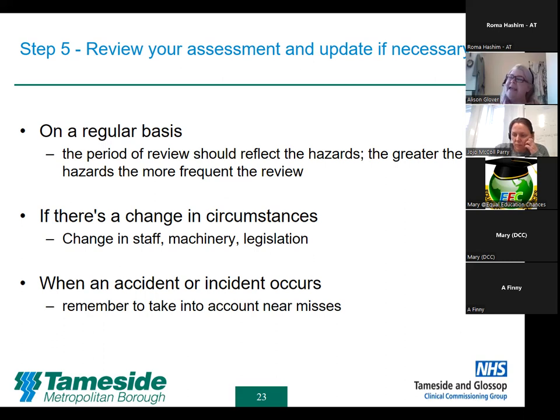And of course, if there is an accident or incident involving that particular activity, then it would need to be reviewed again too, just to make sure, is there any changes? Have we got the right things in place? Did the accident happen because the controls weren't being adhered to, or are there additional controls that we need to consider?